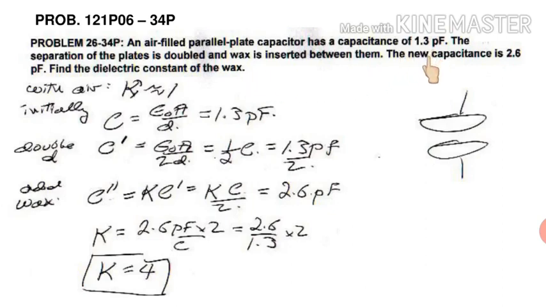Now they are making a few changes. The first change is that the separation of the plates is doubled, and the second change is that the wax is inserted between them, and one more thing they have given, the new capacitance, that is 2.6 picofarad, the final capacitance. And what they want us to calculate is the dielectric constant of the wax, that is K. Now we know that for a parallel plate capacitor, the expression of C is epsilon naught A upon D, where A is the area of these plates and D is the separation between them.